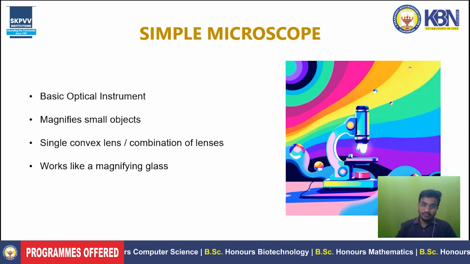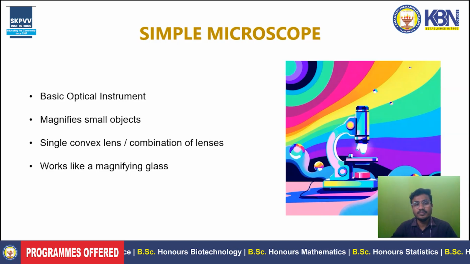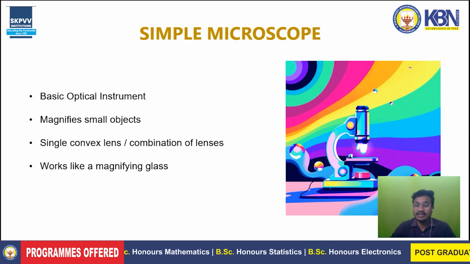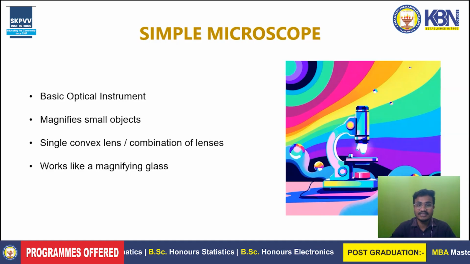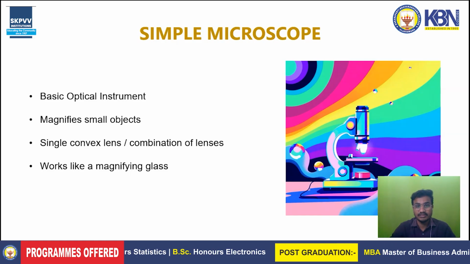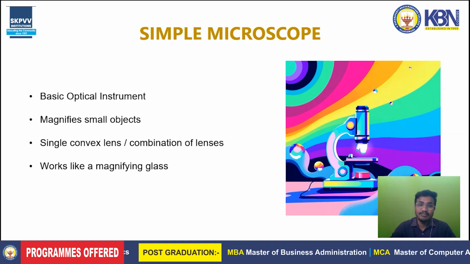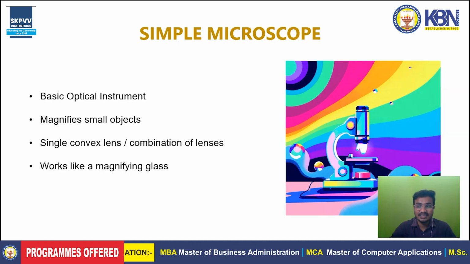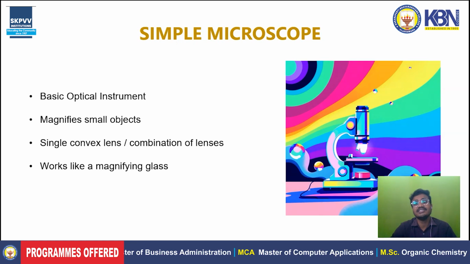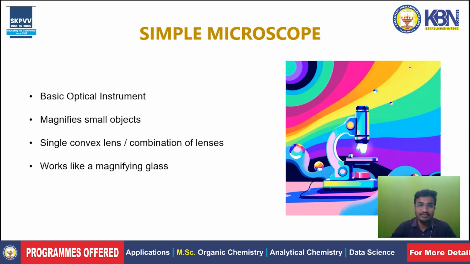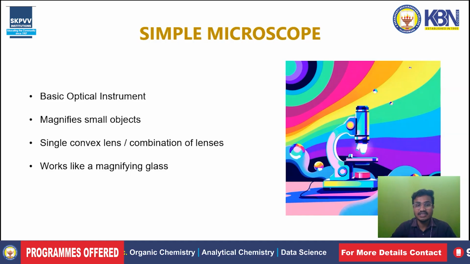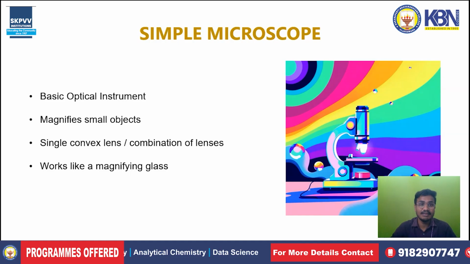First of all, the simple microscope. A simple microscope is a basic optical instrument that magnifies small objects. The term microscope itself says that it magnifies the object we are seeing. A simple microscope uses a single convex lens or a set of convex lenses to magnify the image. Unlike the compound microscope and traveling microscope, the simple microscope works just like a magnifying glass.